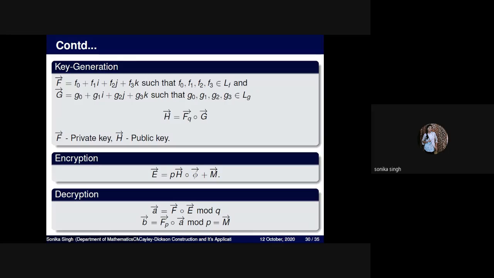The next algorithm is decryption. To get the plain text from the ciphertext, again two steps are performed. The first one is for computing A, and the second one is for computing B, which is equal to M. Again, after performing the first step, the receiver does center lifting, and after that he can perform the second step, and he can get the original plain text from the ciphertext.